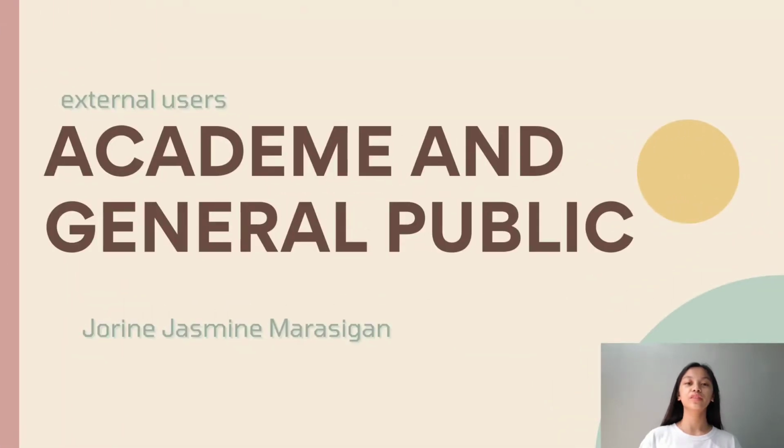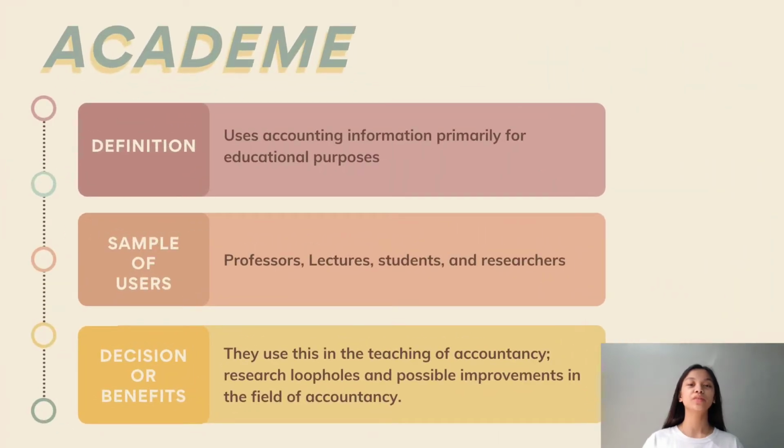Okay, for the first external users that we are going to tackle, it's academe. Academe uses accounting information primarily for academic purposes. From the word academic, they use this for educating purposes like teaching or studying. Professors, lecturers, students, and researchers are some of its users. They use this in teaching of accountancy, researching loopholes, and possible improvements in the field of accountancy. This can add knowledge in the field of accountancy and also fill gaps in the research that can be improved.